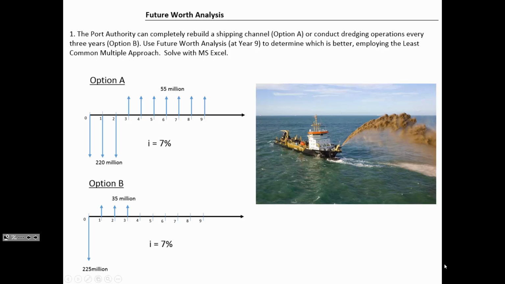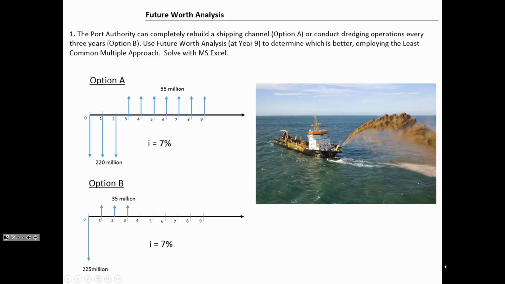Okay, so the handout says to use the least common multiple approach, which means since there are different useful lives, you're going to have to repeat option B. So you can draw the cash flow diagram right on the paper to start off with.